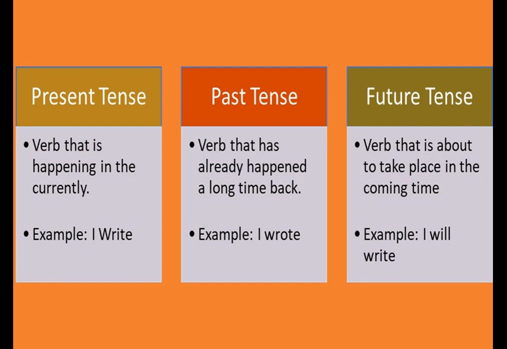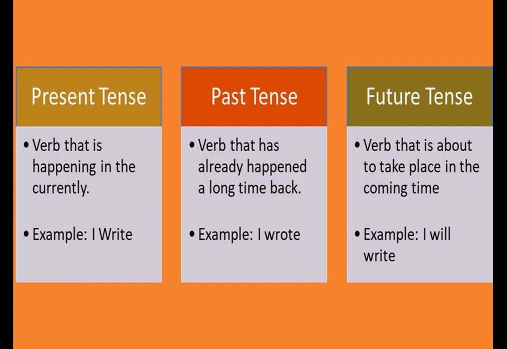Now next we will talk about the past tense. It means the things which have already happened before. It means it happened a long time ago or before a certain time, that means it has already happened. For example, it is written: I wrote. It means he or she has done the written work, that is, wrote. That means they have written it already.